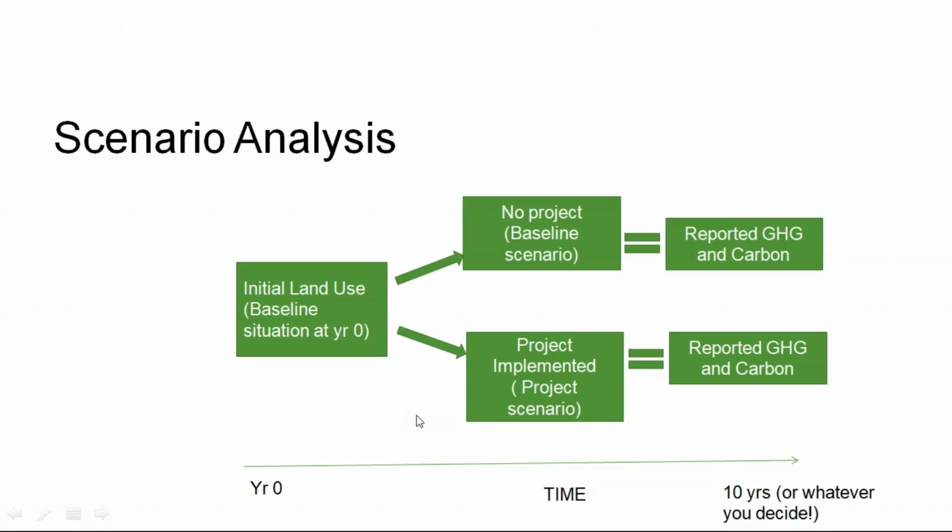So this time our scenario analysis is a little bit more complicated, but it's the same premise. We have our initial land use, which is year 0. We have our time frame, which we're going to use 10 years because it's easy, but when you come to do your own projects, it could be whatever you like. We have what would have happened in the absence of our project under our business as usual or our baseline scenario, and then we have what's actually happening under our project scenario all over our 10 years.